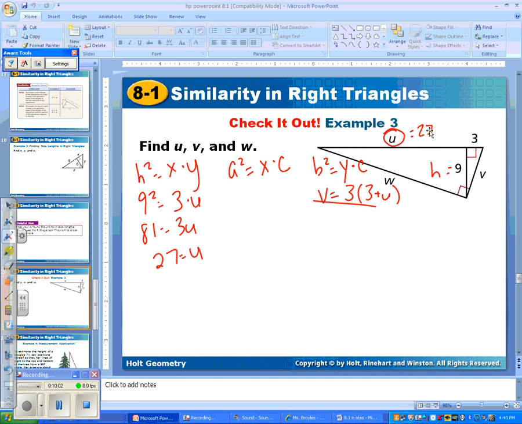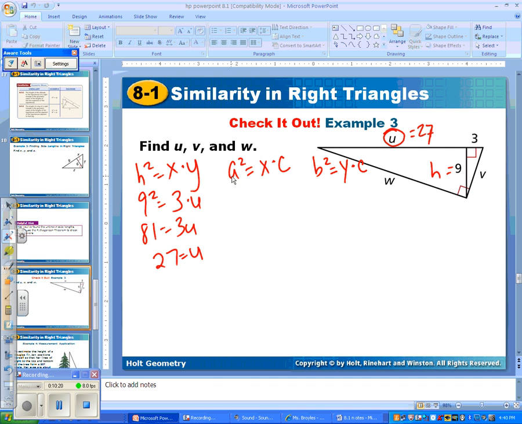Okay, and then you could use Pythagorean theorem if you wanted for this right triangle and figure out what W is. You could do Pythagorean theorem for this one and figure out what V is. You could totally do Pythagorean theorem if you want to. If you don't want to, though, you can use our shortcuts. So I'm going to show you how to use the shortcuts in case you want to figure them out.